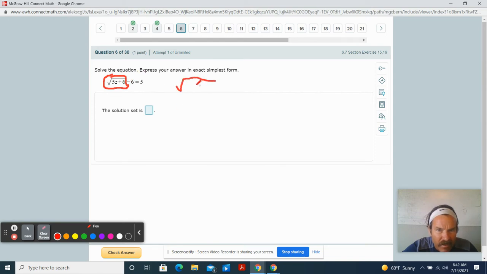So my first step does not get rid of the square root sign. The only thing that's going to get rid of that square root sign is squaring both sides. So I get 5z plus 6 equals, and if I add 6 on both sides, I get 11. And then I can square both sides.